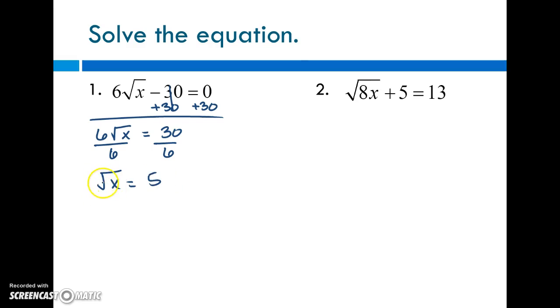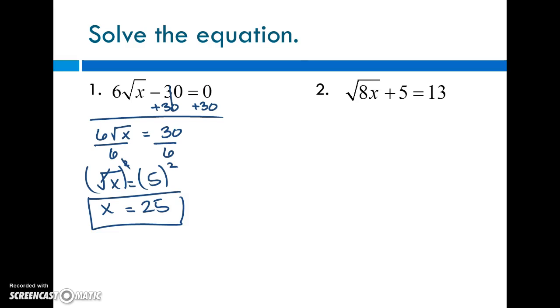In order to get rid of the square root, you are going to square both sides. So these will cancel out and you have just x is equal to 5 squared is 25. No plus or minus because you didn't square root both sides, you squared both sides instead.